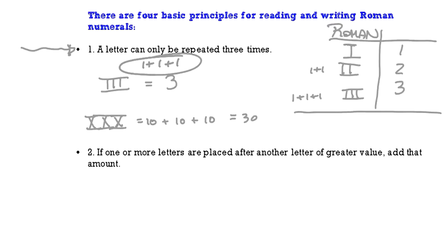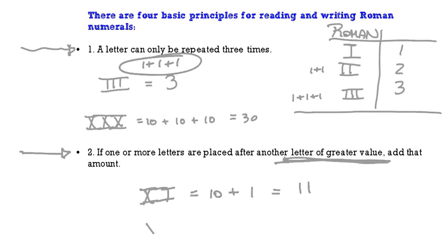In part 2 here, if one or more letters are placed after another letter of greater value, in other words, if the smaller letter comes second. For example, if I have X and then I, what's that? That's 10 plus 1. We're going to add them together, see? So if it goes from larger to smaller, we add them. Okay, that's rule 2. And you guys are familiar with this.